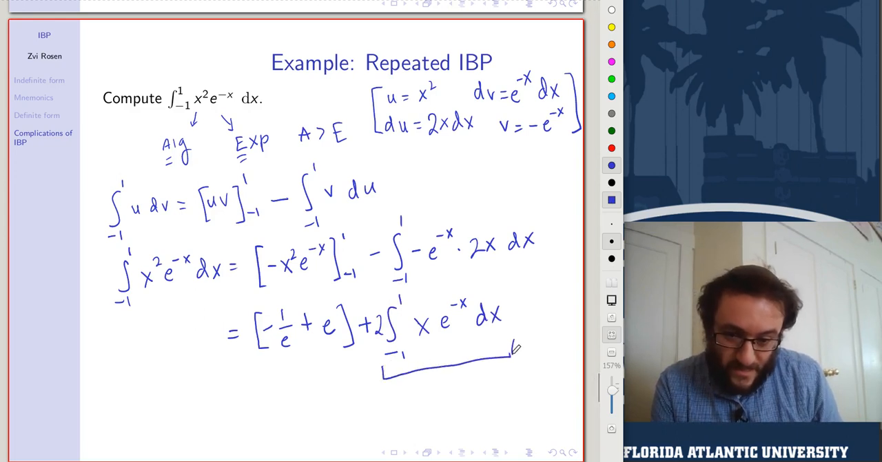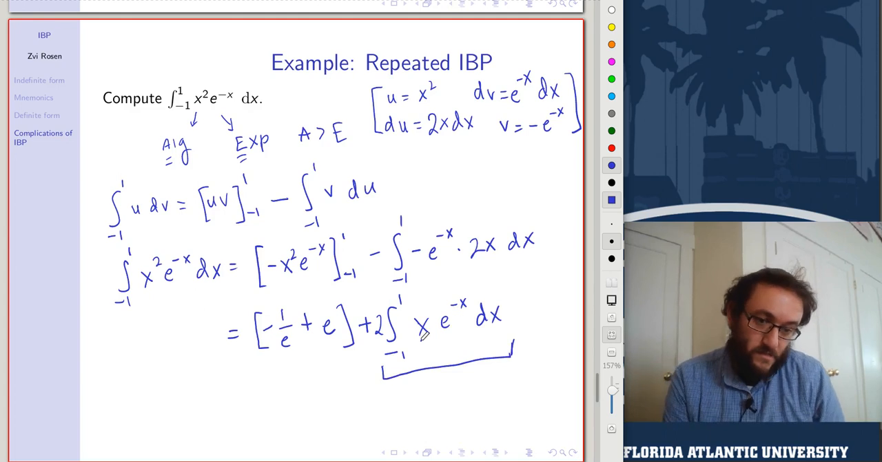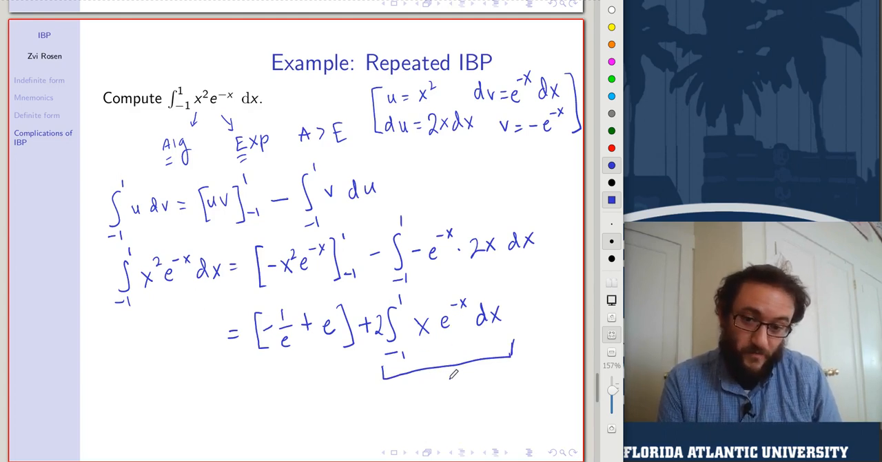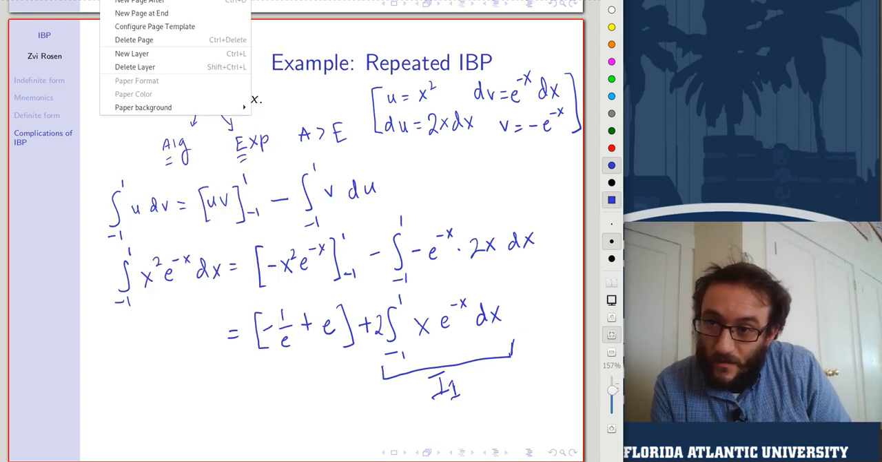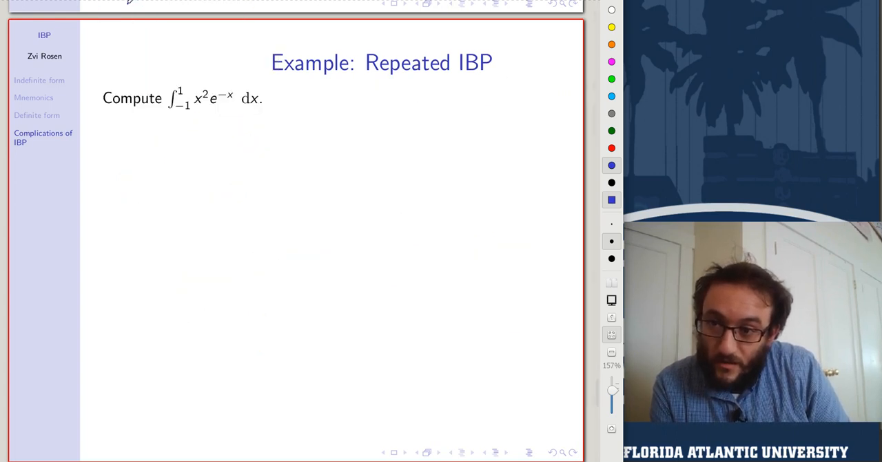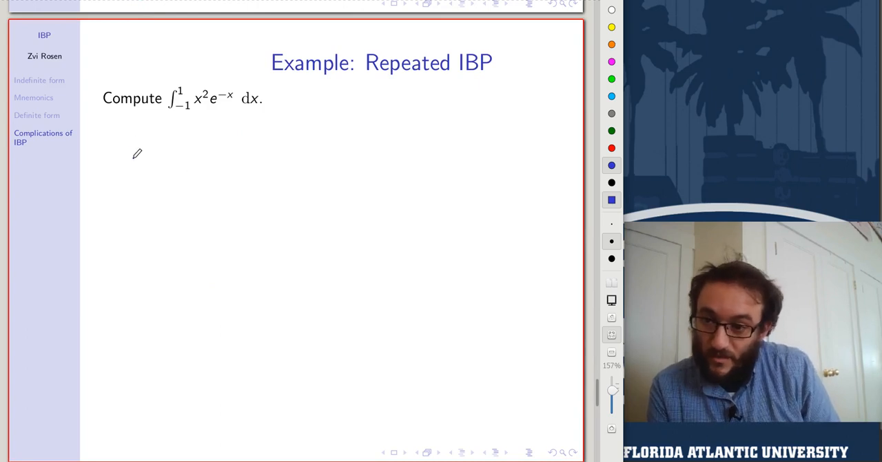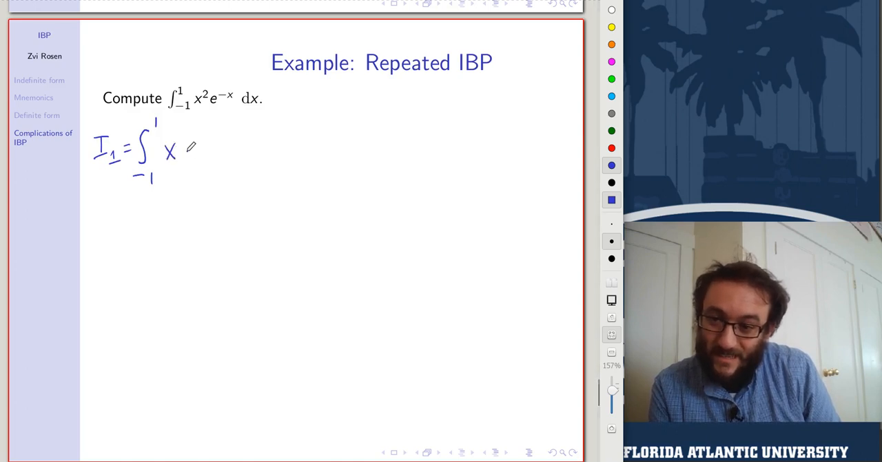Now, looking at this integral, this is clearly still an integration by parts problem. So let's call this I1, with the little subscript. And we're going to compute I1 and then plug that in to get the final answer. So I'll add another page here. Okay, so we need to compute the integral from minus 1 to 1, and this is our I1: the integral from minus 1 to 1 of x e to the minus x dx.